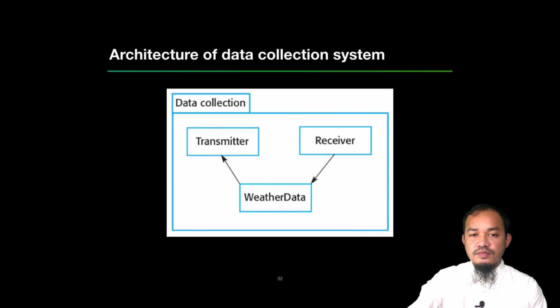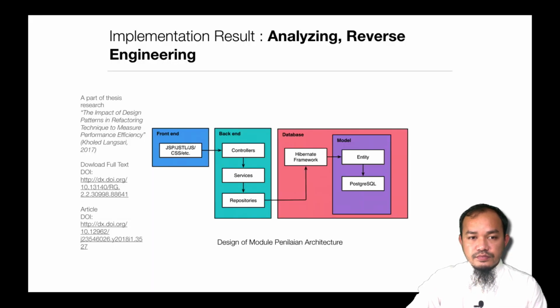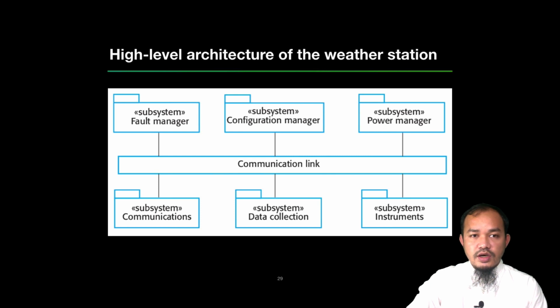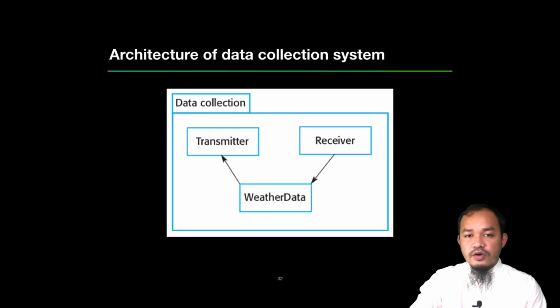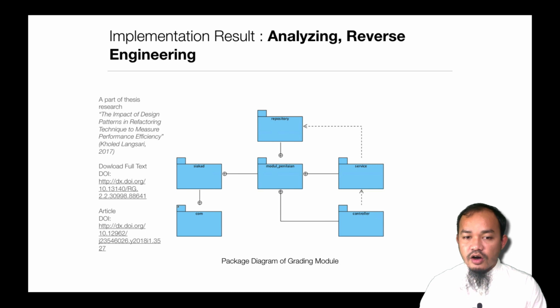For each component, we take it and design it again in more detail. If you look again at the same thing here, the high-level architecture of the weather station system compared to my research, this is represented in terms of a package diagram of the grading module. There will be a module using graphical notation, with lines showing the relations between each other.